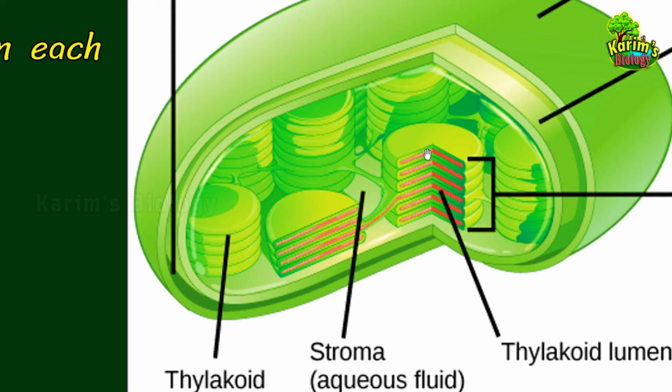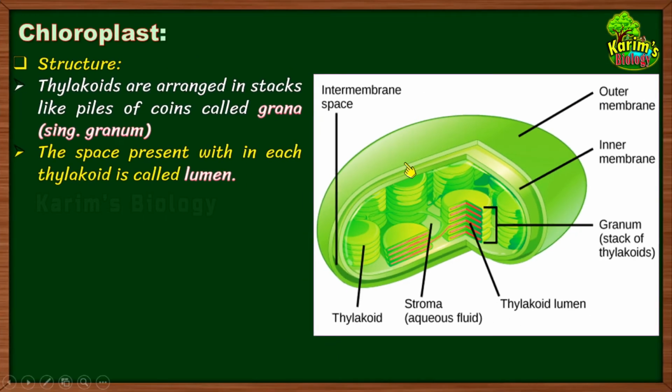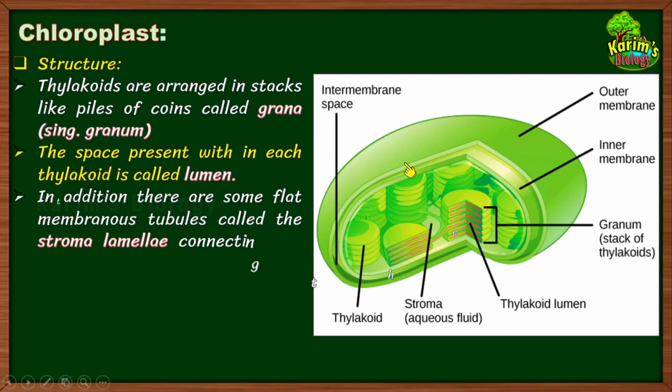This is called lumen. And what do you find in the lumen? Within the lumen, you can find water and some other enzymes that are required for the process of photosynthesis. They are found in this empty space of the thylakoid called lumen, right? And what else do you find? In addition, there are some flat membranous tubules called stroma lamellae connecting the thylakoids of different grana.